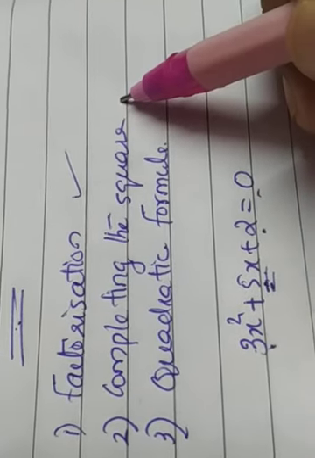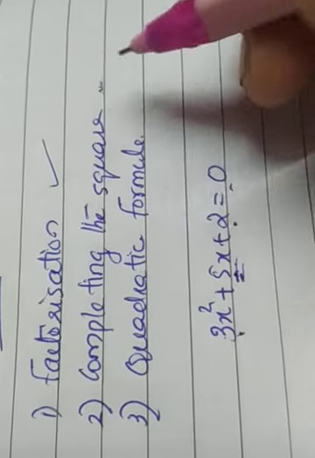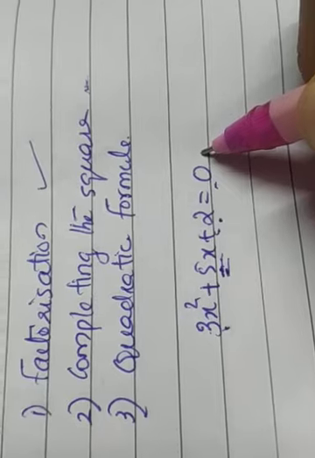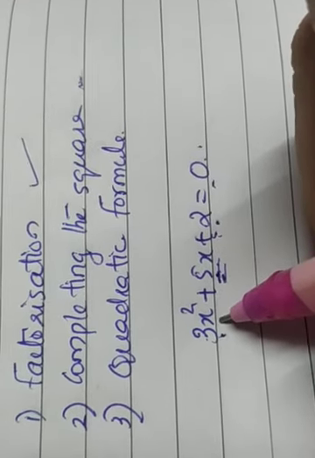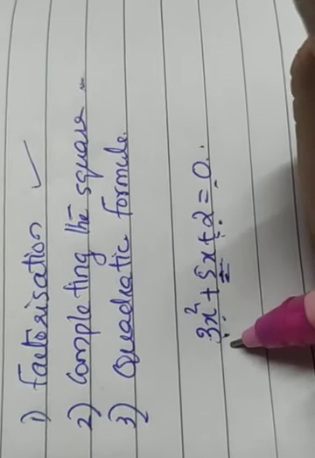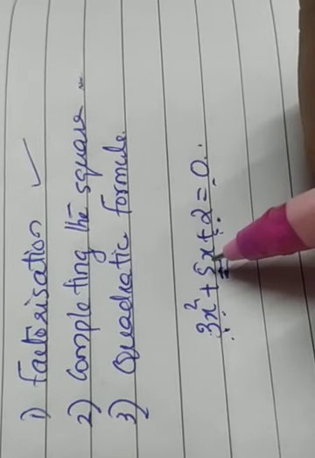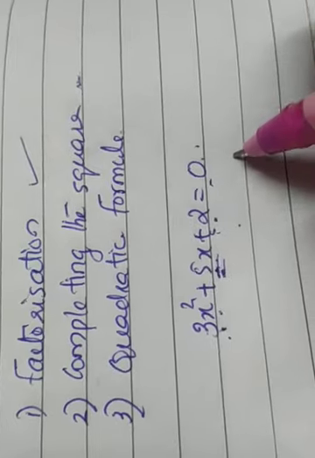The second one was the completing the square method. When we dealt with that method, what we did first is we moved the constant to the right side. Then we made the coefficient of x² 1 by dividing throughout by the coefficient of x². Then we took the coefficient of x, multiplied it by 1/2, took the square of that term and added it to the LHS and RHS.